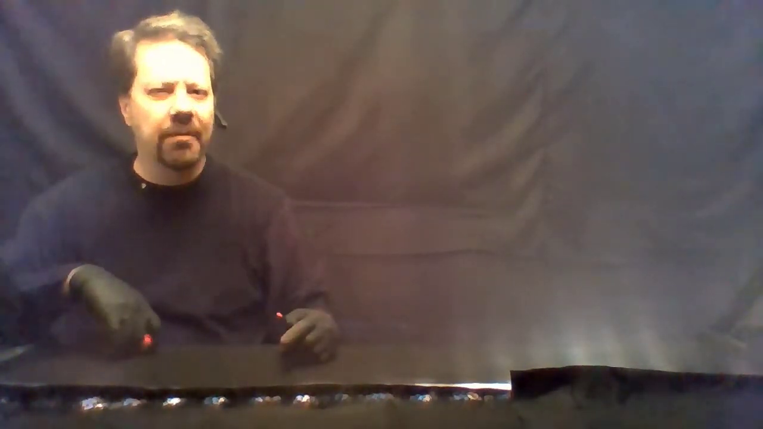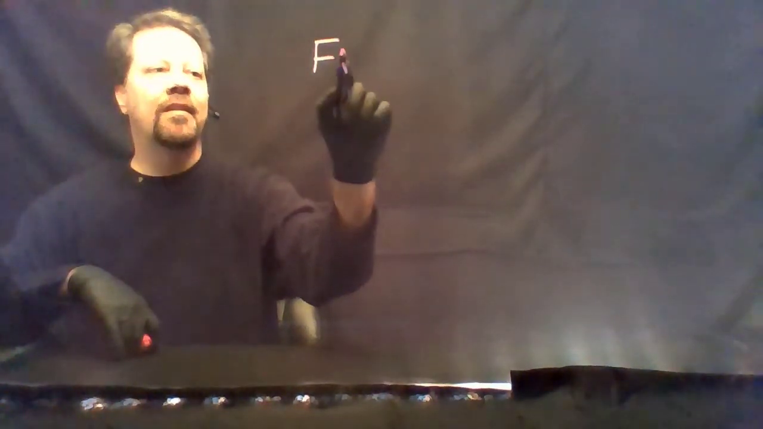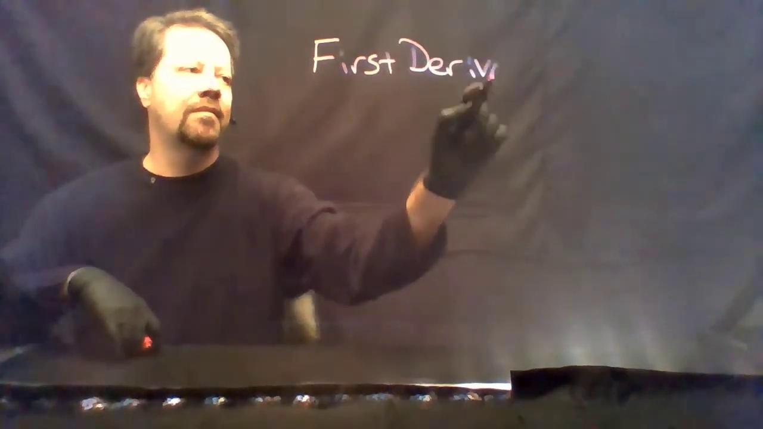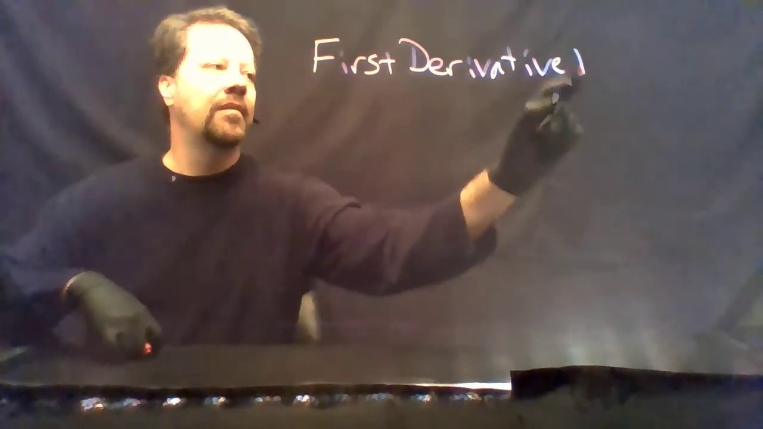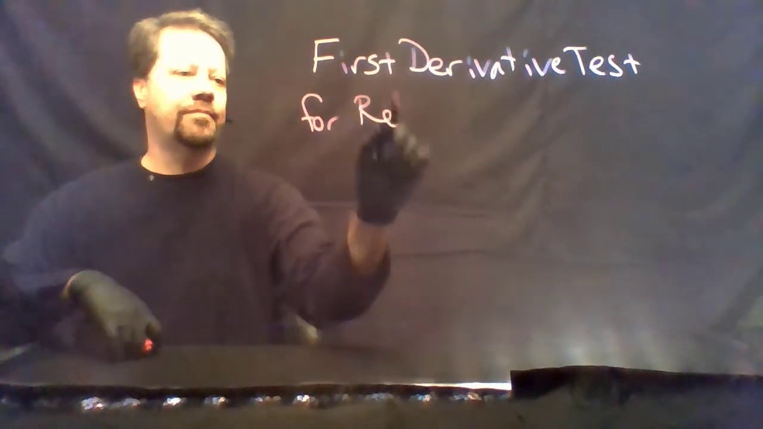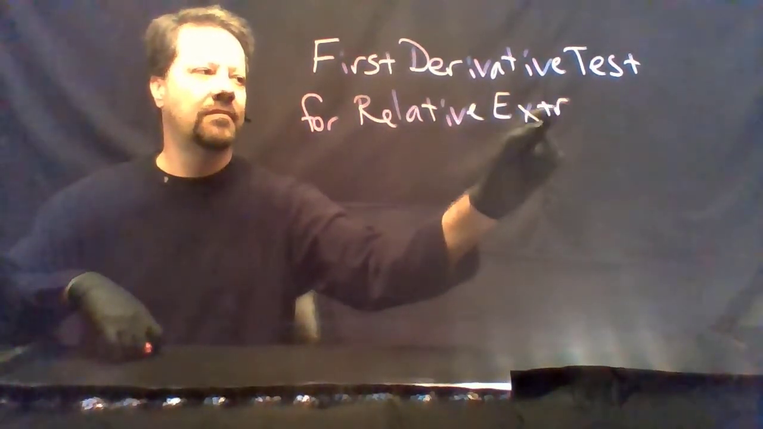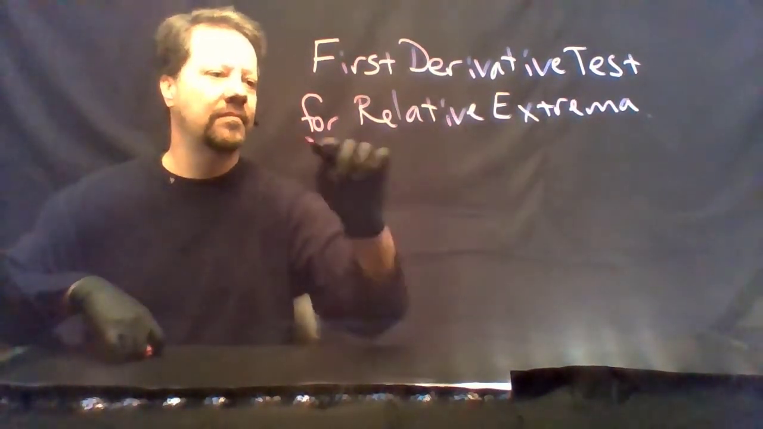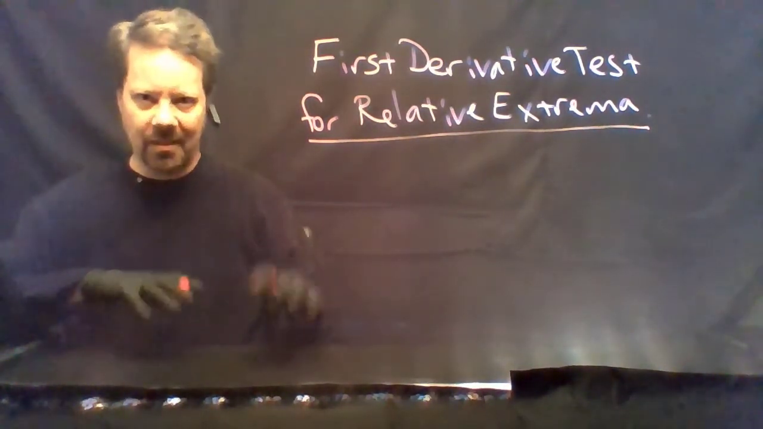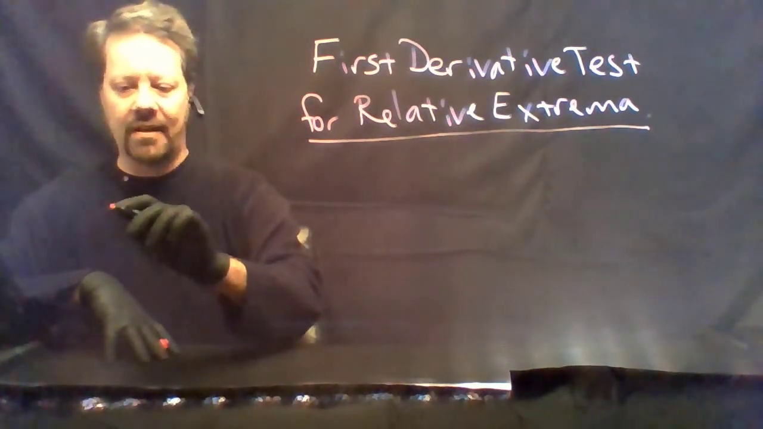We come now to a theorem that is very important. It has an important sounding name. The first derivative test for relative extrema. The theorem is very easy to describe. It takes a little more effort to be precise in making a statement. The idea is as follows.